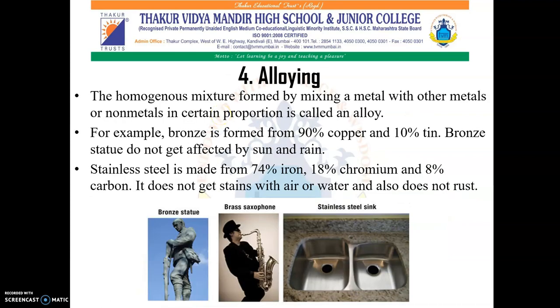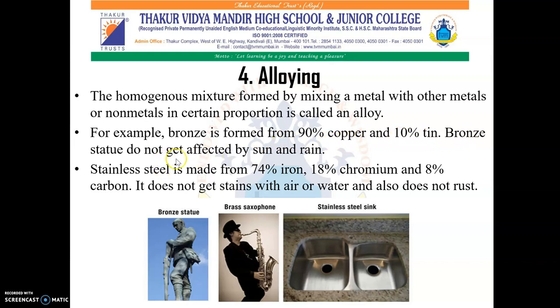And the last method is alloying. Majority of the metallic substances used presently are in the form of alloys. The main intention behind this is to decrease the intensity of corrosion of metals. The homogeneous mixture formed by mixing a metal with other metals or the non-metal in certain proportion is called an alloy. For example, bronze. It is formed from 90% copper and 10% tin.